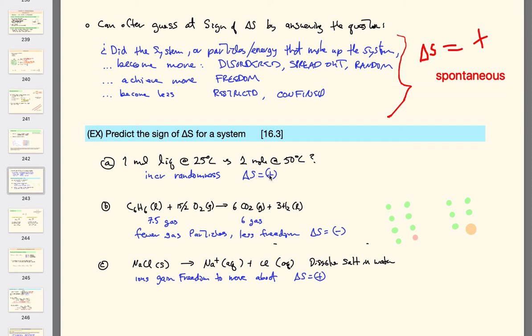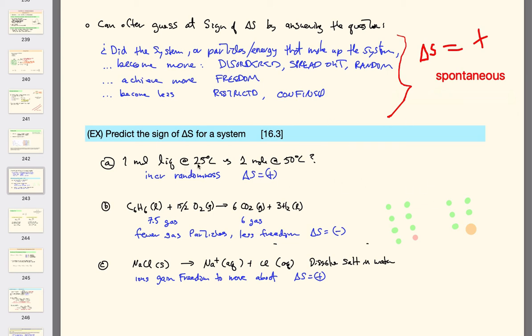Delta S is positive. Why? Because at 50 degrees C, you're going to have a lot more random motions. Yes? A lot more movement. And because of that, it's going to be a lot more disordered. Since they're going to be moving around more, they're going to have more freedom. They're going to be translating more.